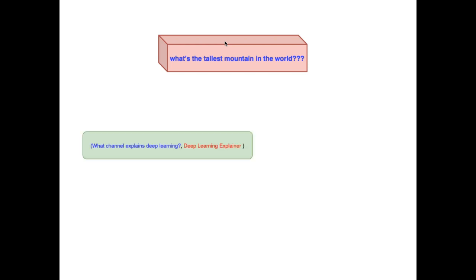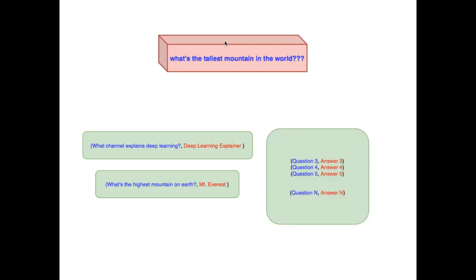Yeah, so in this nearest neighbor model, you will first have your input question: what's the tallest mountain in the world? Then you will have a lot of pairs of questions, like what channel explains deep learning, and the answer is Deep Learning Explainer. And you will have another pair: what's the highest mountain on earth, answer Mount Everest. And definitely a lot of different question answer pairs, can be millions or more than that.